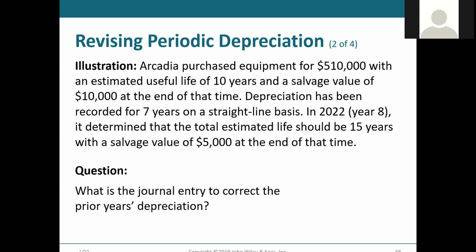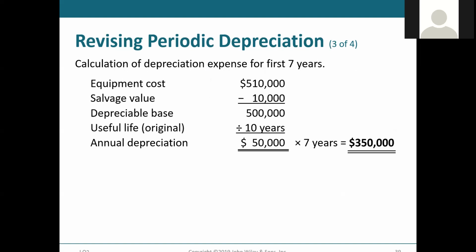Arcadia purchased equipment for $510,000, estimated useful life of 10 years, salvage of $10,000, okay? And they've been recording depreciation for 7 years on a straight line basis. In 2022, that's year 8, at the beginning of 2022, it determined that the total estimated life should be 15 years. Wow, this machine's doing better than we thought. What is the journal entry? Well, here's how we figure it out. At that point, there is no journal entry, but what we have to do is recalculate.